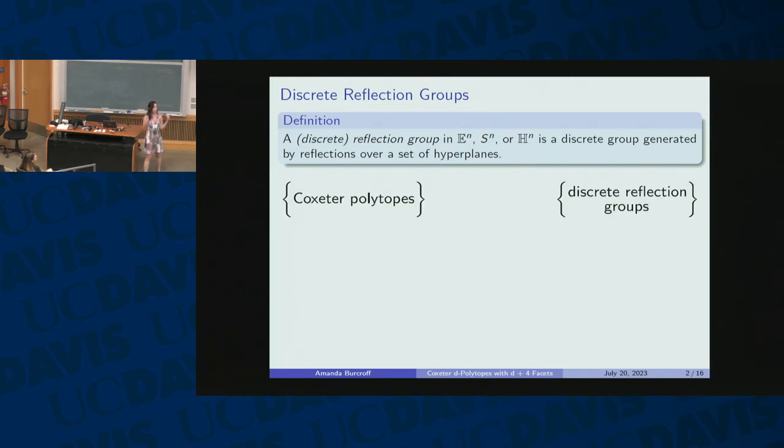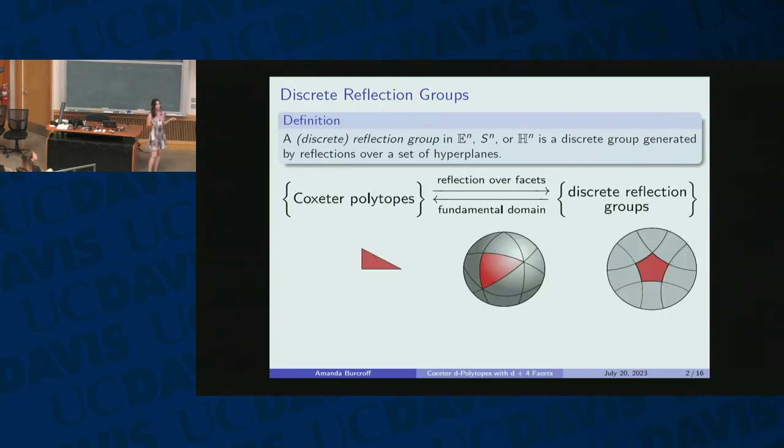If we look at our set of Coxeter polytopes and we want to create a correspondence between discrete reflection groups, well, starting with a polytope, if we take all of the reflections over the facets of the polytope, that will generate a discrete reflection group for us. In the other direction, if we have a discrete reflection group with bounded domain, and we take that fundamental domain, it will be a Coxeter polytope.